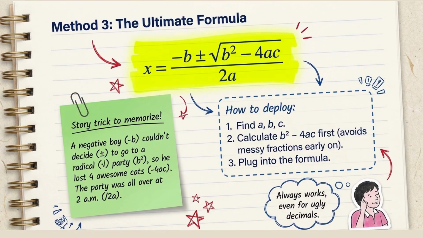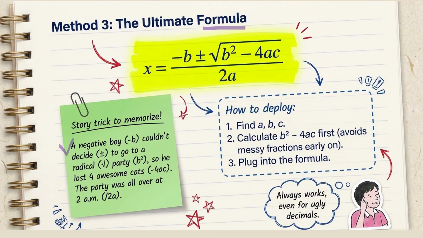Seven. Method 3. The ultimate formula. x is equal to minus b plus or minus square root of b squared minus 4ac, by 2a. Story trick to memorize. A negative boy, minus b, couldn't decide, plus or minus, to go to a radical square root party, b squared, so he lost 4 awesome cats, minus 4ac. The party was all over at 2 am, 2a.